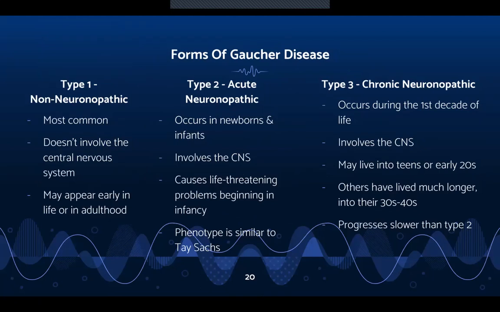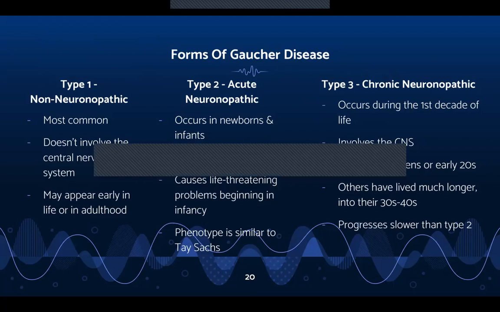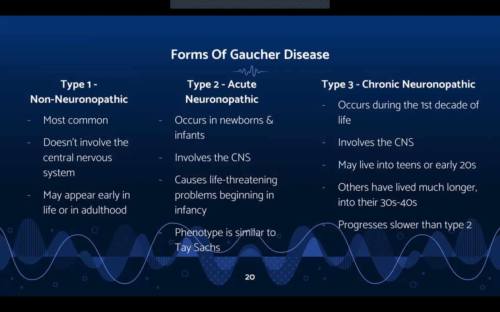The second type is type 2, which is also known as the acute neuronopathic. This type occurs in newborns and infants, and it does involve the central nervous system. This form causes life-threatening problems beginning in infancy, and this is the type that has a phenotype similar to Tay Sachs disease. Type 3 is also known as the chronic neuronopathic, and it occurs during the first decade of life.